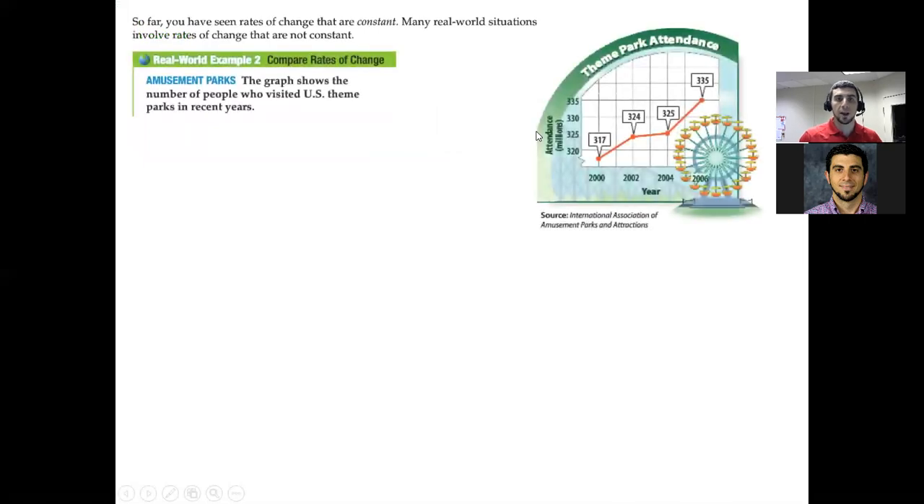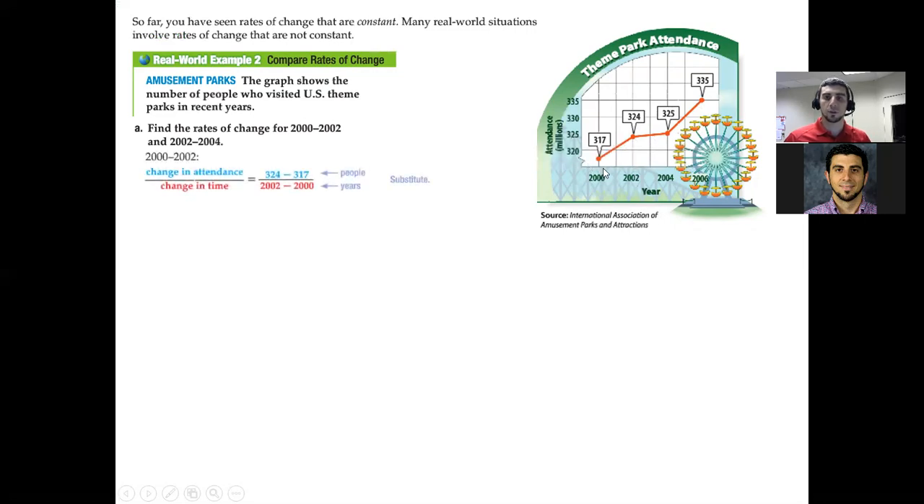All right, so the graph shows the number of people who visited US theme parks in recent years. And notice it goes every 2 years, and from 2000 to 2002, it went up. 2002 to 2004, it still went up, but not by quite as much. And then from 04 to 06, it really went up. So find the rate of change for 2000 to 2002 and 2002 to 2004.